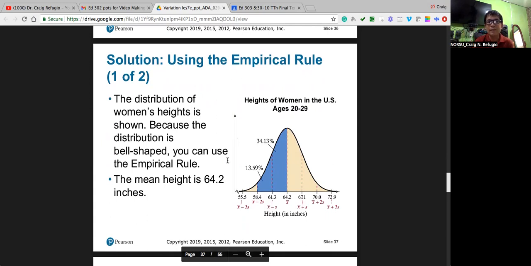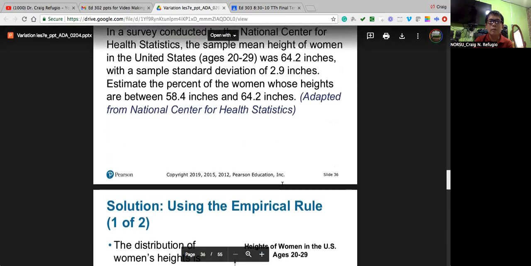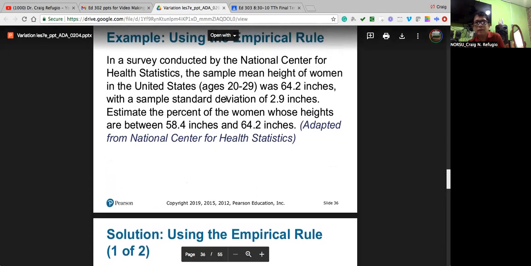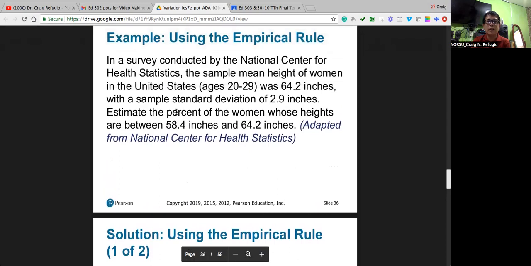So the mean height is 64.2. We have the heights of women in the US aged 20 to 29. Here we have 34.13%, 13.59%, and here x bar minus 3s, x bar minus s, x bar plus 2s, x bar plus 3s. So here we have the mean 64.2 with a sample standard deviation of 2.9.